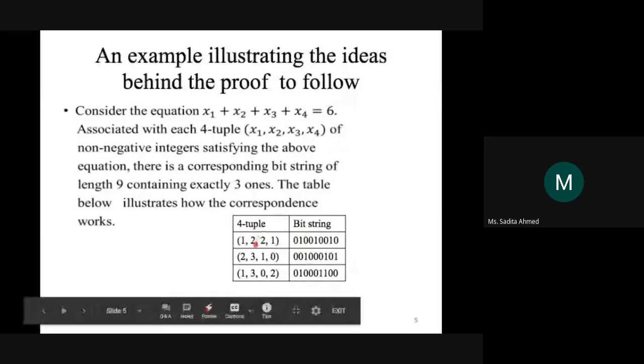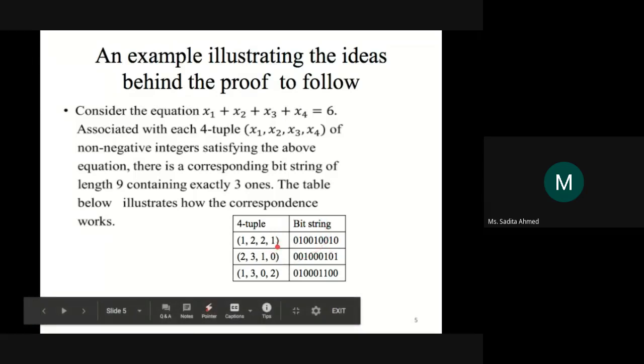Then to represent x2 is equal to 2, we will use 2 zeros, all right? Since x2 is equal to 2 here, we will use 2 zeros. Okay, and then another partition. x3 is equal to 2. So how many zeros will we use again? 2 zeros, since x3 is equal to 2. And then before moving on to the next value, again another partition.